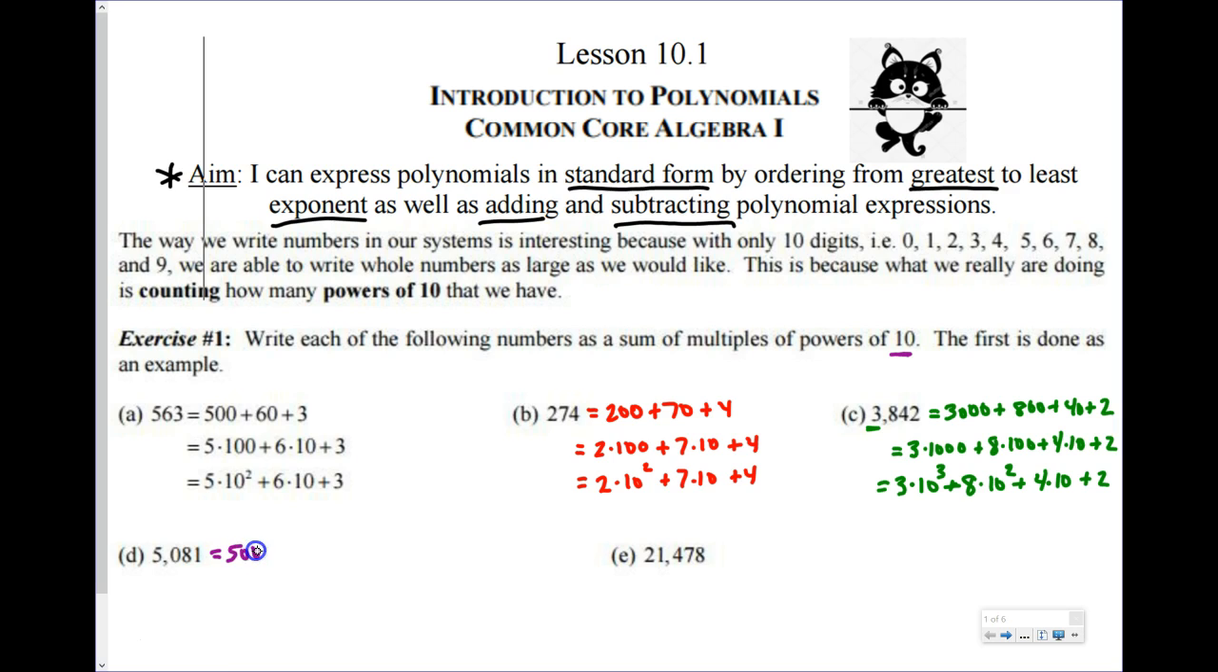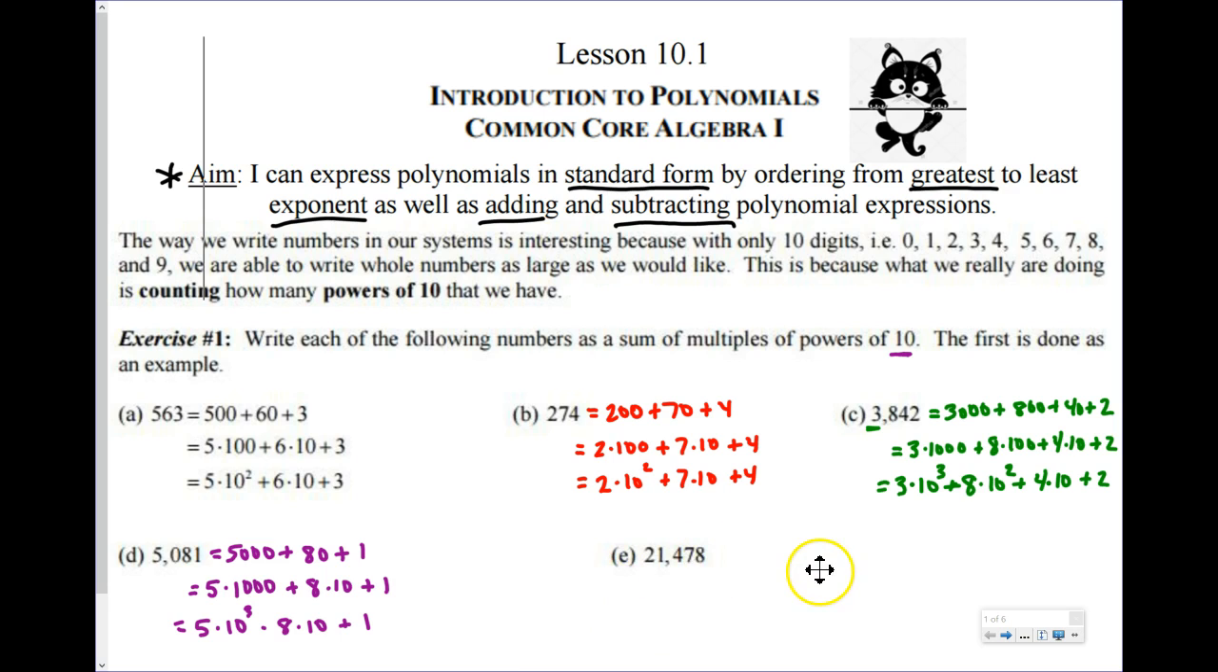5,081 is the same as saying 5,000 plus, we have no 100s here, so we really don't have anything to write in with the hundreds, except, you know, we could write the 0 100s, but we're just going to leave this blank for now. And we're just going to put this plus 80 plus 1. This is going to give us 5 times 1,000, that's 5,000, plus 8 times 10 plus 1. And we're going to convert that 1,000 into these exponents.